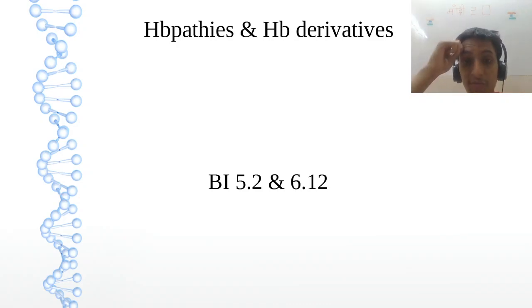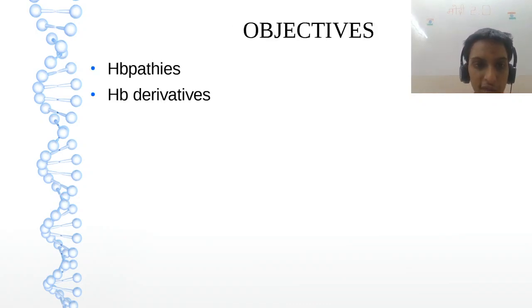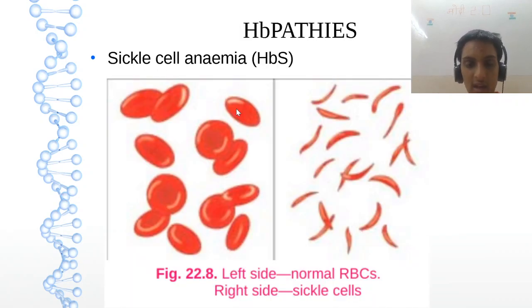Hello friends, in this video we will talk about hemoglobinopathies and hemoglobin derivatives. So first, hemoglobinopathies and the hemoglobin derivatives. We will discuss two hemoglobinopathies, sickle cell anemia and thalassemia. We'll first start with sickle cell anemia. So what is sickle cell anemia?